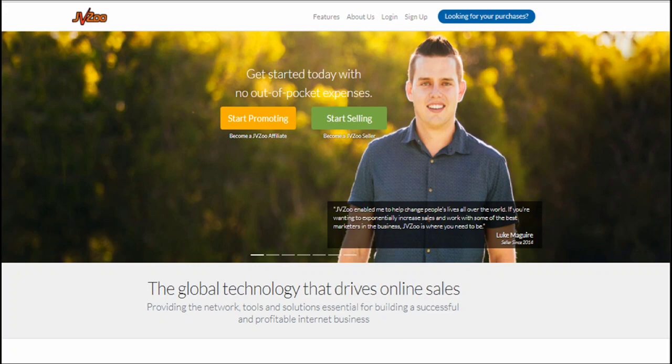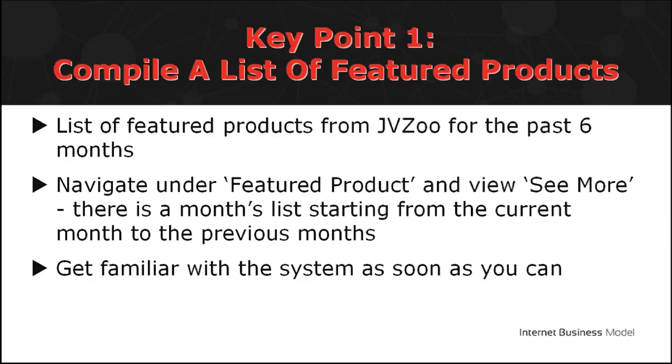First, create an account on jvzoo.com. This is the most well-known affiliate site among the internet marketers. It's a marketplace for product creators and affiliate marketers to market their various digital products, ranging from ebooks, video tutorials, software, apps, and plugins. Second, compile a list of featured products of the past 6 months.